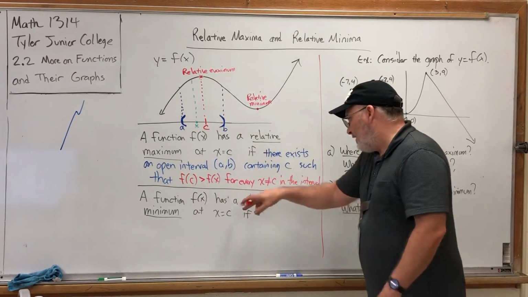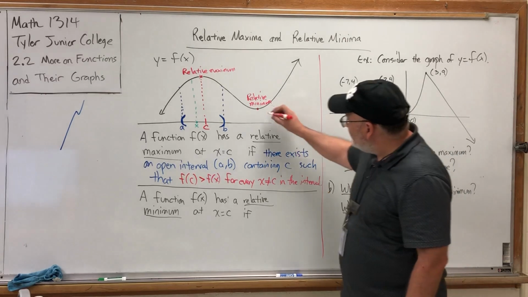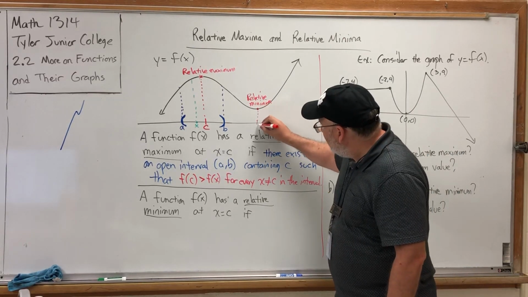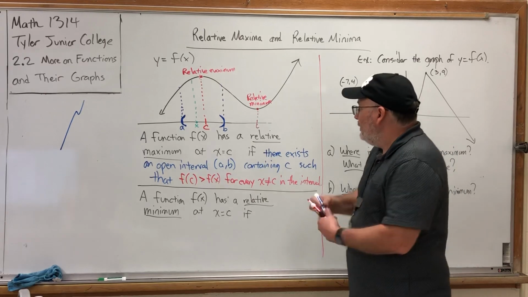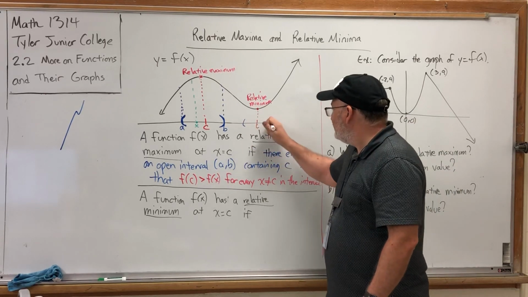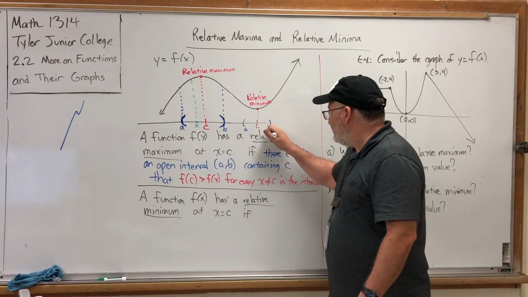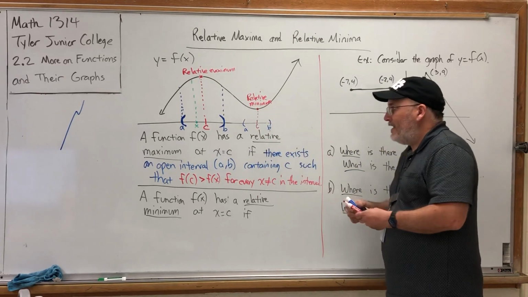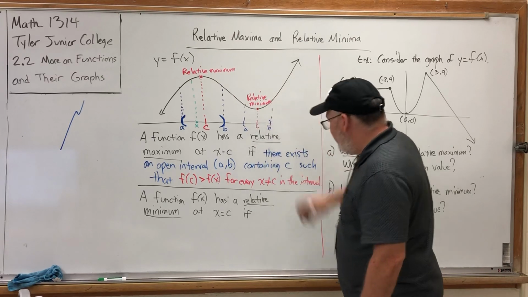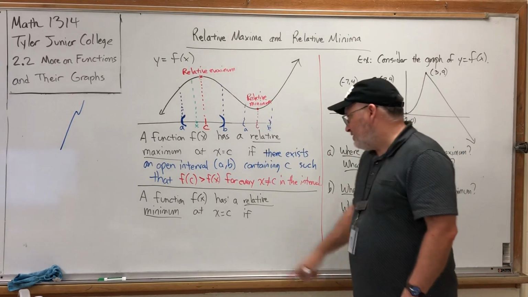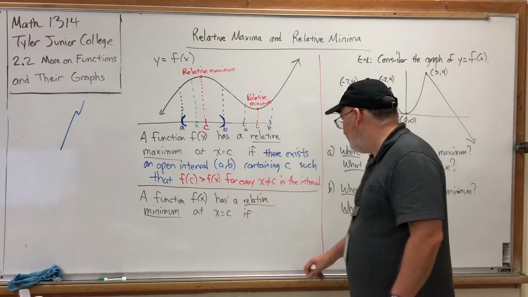A function f of x has a relative minimum at x equals c. So we'll go over to c on the x-axis. If there's an interval, so we'll say a to b, such that the lowest y value is at c. So pretty much the same definition, we just have to turn this symbol around.